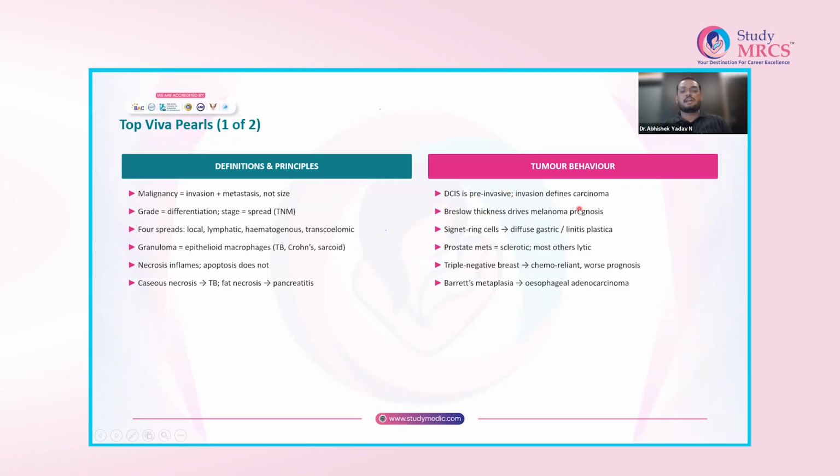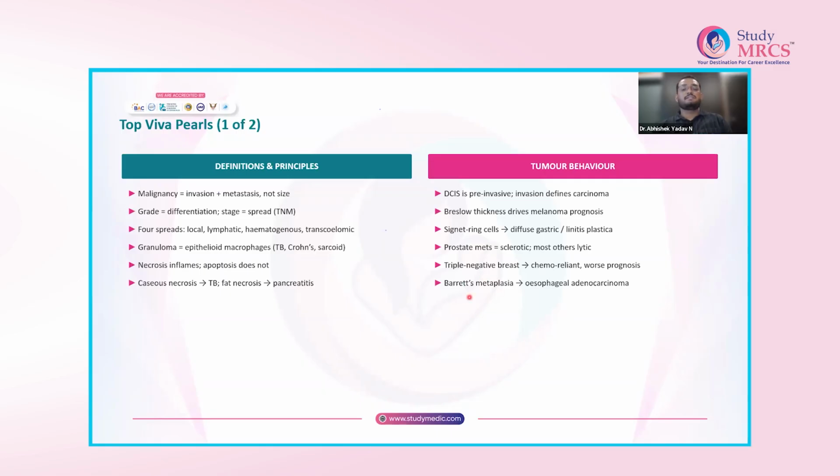Breast thickness drives melanoma prognosis. Signet ring cells, linitis plastica, determine the diffuse gastric tumors. Prostatic mets will most of the time be sclerotic, and most others are lytic. In the case of breast, it's a mixed one. Triple negative breast cancer has no hormonal status, with no response to hormonal therapy and HER2. So that goes in favor of the worst prognosis, and it has to be treated by chemotherapy.